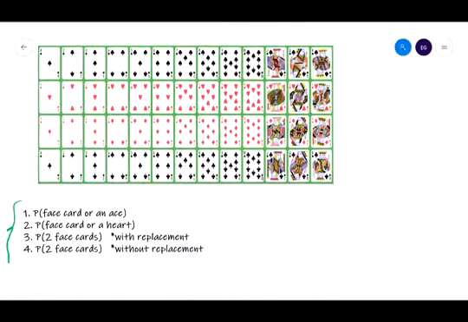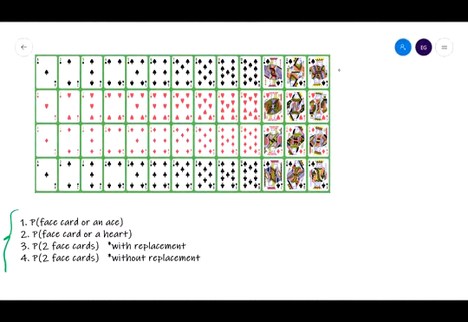Okay, so for number 1, event A, or outcome A, is face card. And outcome B is ace. And we're looking for the probability of A or B. The keyword here is or. Or is usually an indication that we're using the addition rule. So the first outcome is face card.